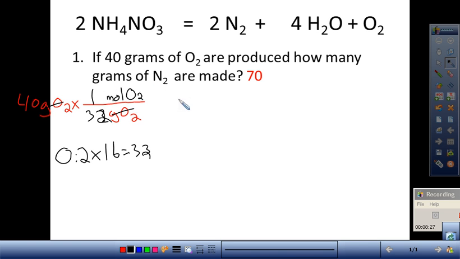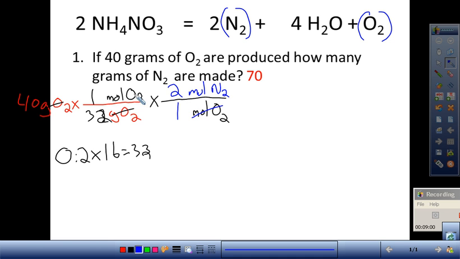I'm not done because I want grams of N2. Alright, so I'm going to take my units, put them down here. From O2 I can convert it to N2. That's a mole to mole ratio. My numbers, I have 2 moles, so I can't use 1 unless that's my equation number. So I go to N2, I look up here, that's going to tell me there's 2. And I go to O2, there's no number in front, so that means there's a 1. Cross off my like units. Alright, moles of N2, but I want grams of N2, so I got to keep going.